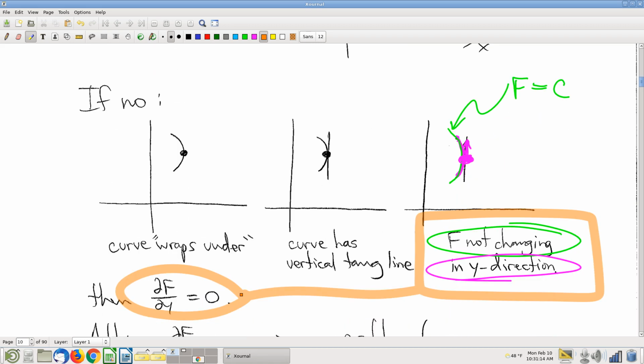Yes? Wait, why is it not moving in the y direction? Isn't it moving in the y direction? So this is moving in the y direction, right? And the function's not changing because at that point, moving in the y direction means I am in fact moving along the curve. Certainly moving along the curve means you're moving in the y direction because you have a vertical tangent line. Yeah.